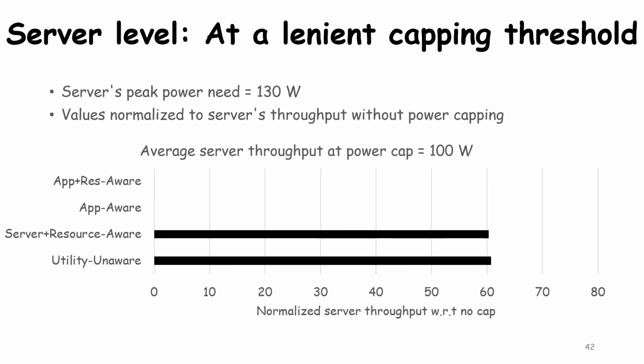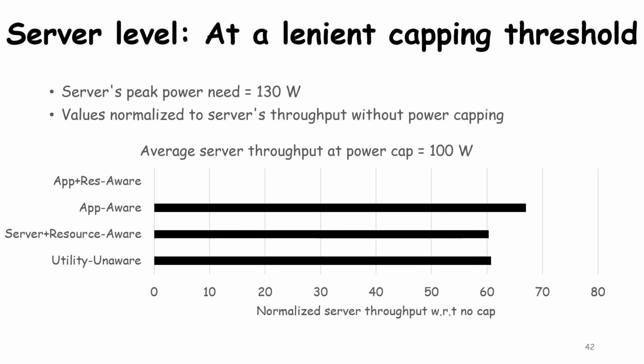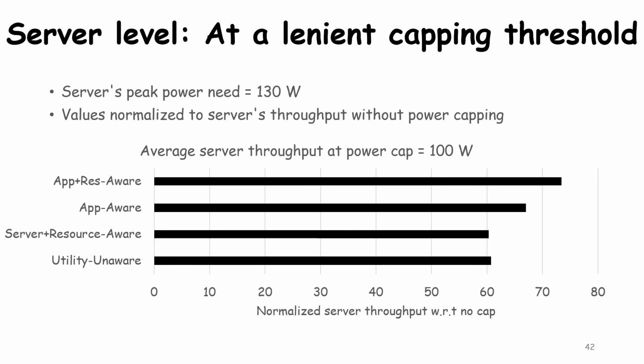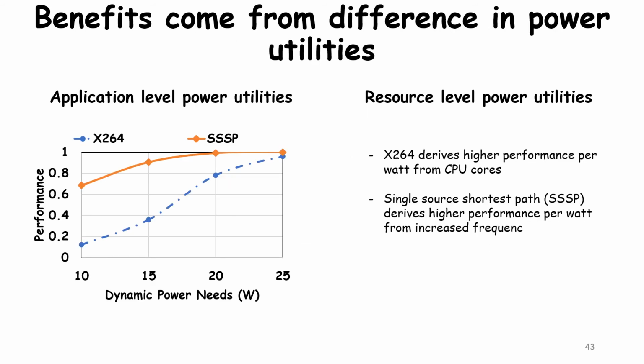We next compare the results of app power policy, which incorporates our first heuristic to allocate power to applications based on utility of each watt. This provides 7% improvement in throughput compared to the baselines. When we add resource awareness on top of it, it improves the gain by another 7%. The performance benefits come from application-level differences in power utilities.